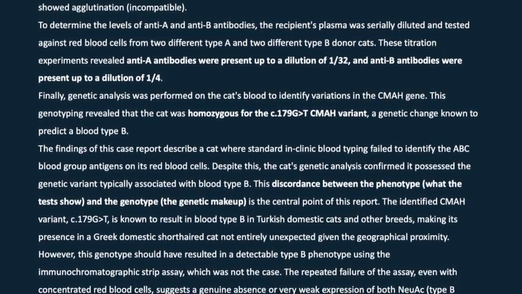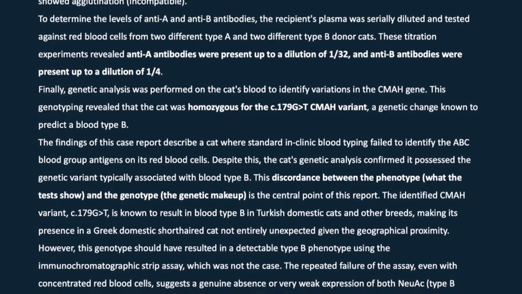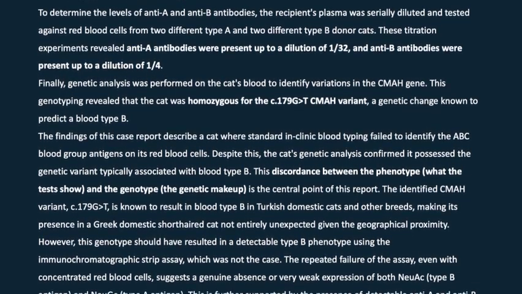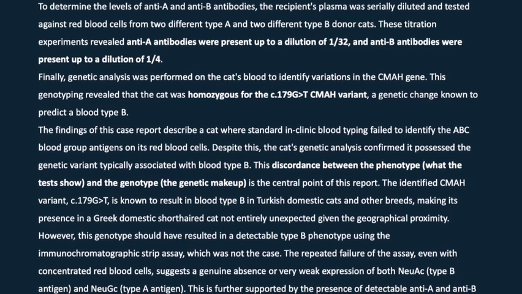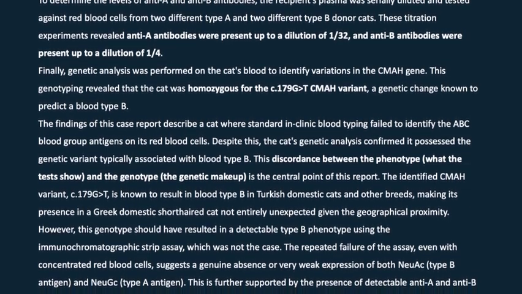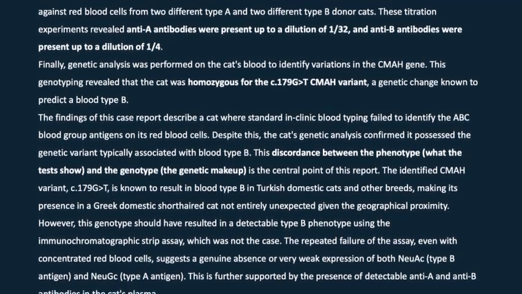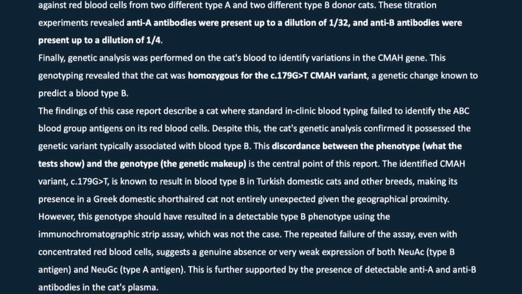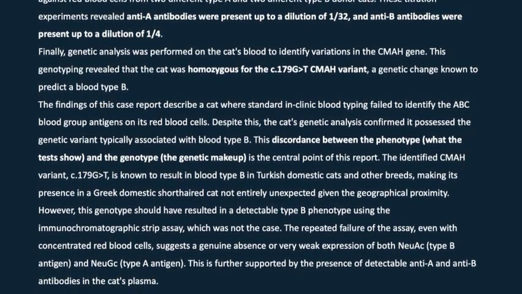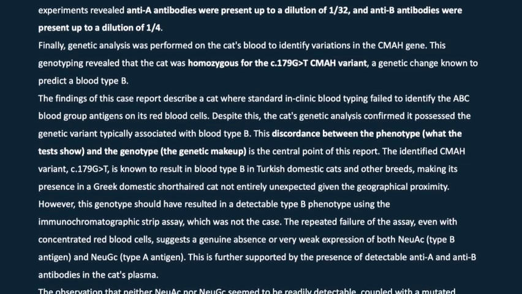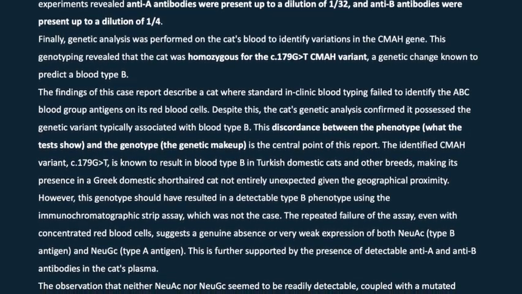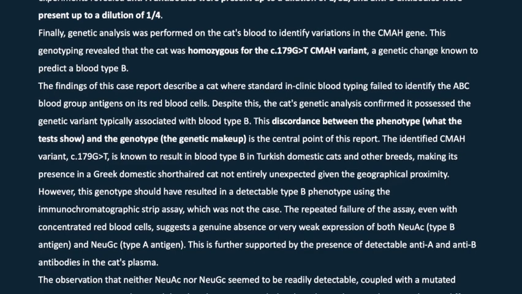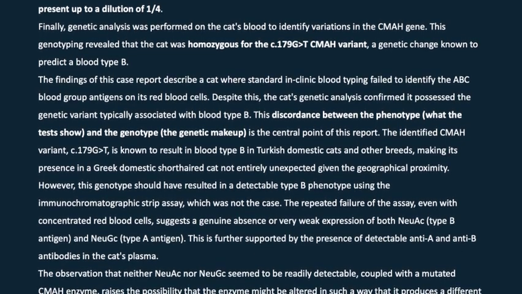The findings of this case report describe a cat where standard in-clinic blood typing failed to identify the ABC blood group antigens on its red blood cells. Despite this, the cat's genetic analysis confirmed it possessed the genetic variant typically associated with blood type B. This discordance between the phenotype, what the tests show, and the genotype, the genetic makeup, is the central point of this report.